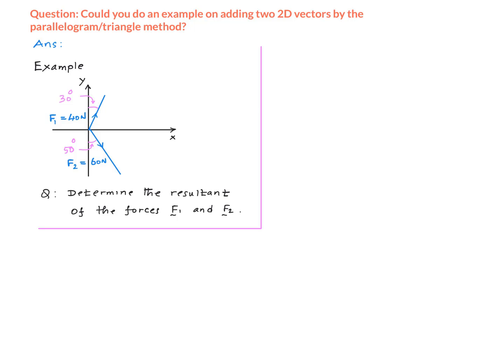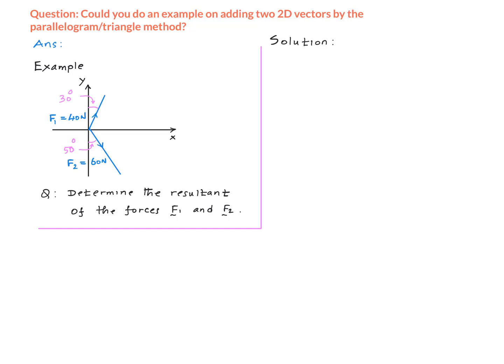There are two two-dimensional forces, F1 and F2, acting at the same point. We have placed the origin of a two-dimensional Cartesian coordinate system at that point. The force F1 has a magnitude of 40 Newton and acts at 30 degrees to the positive y-axis, and force F2 has a magnitude of 60 Newton and acts at 50 degrees to the negative y-axis. The question is to determine the resultant of these two forces, F1 and F2. We want to use the parallelogram method.